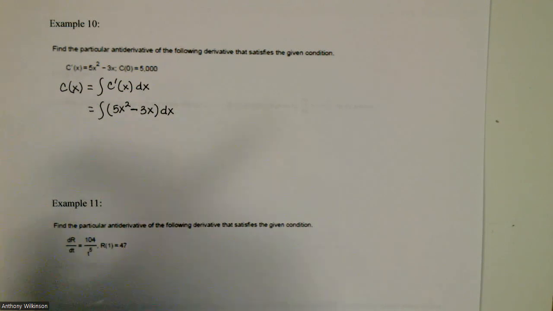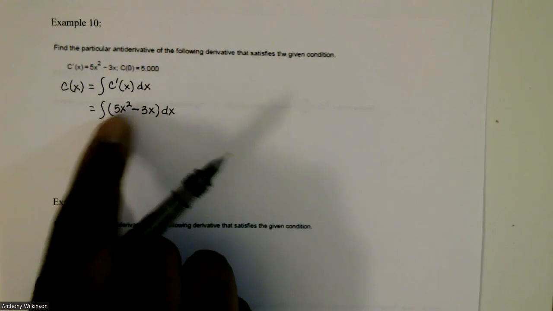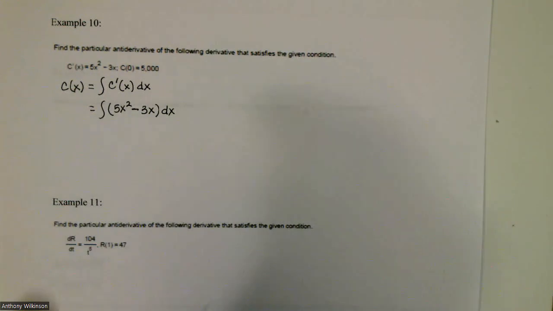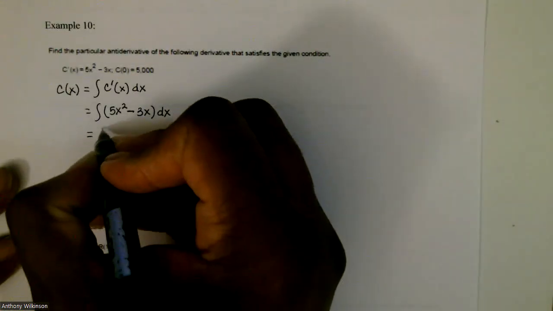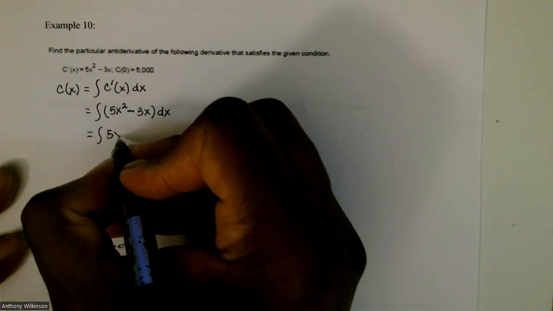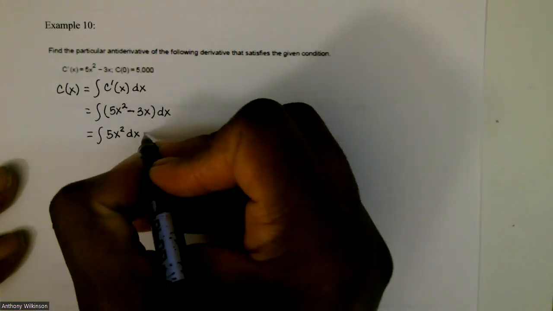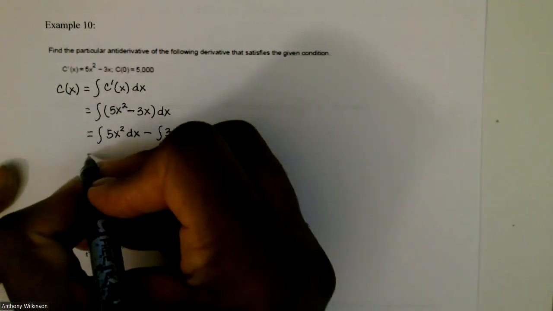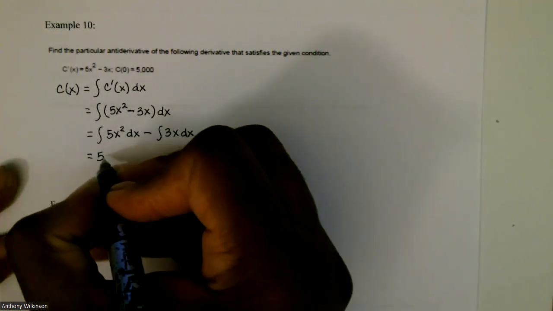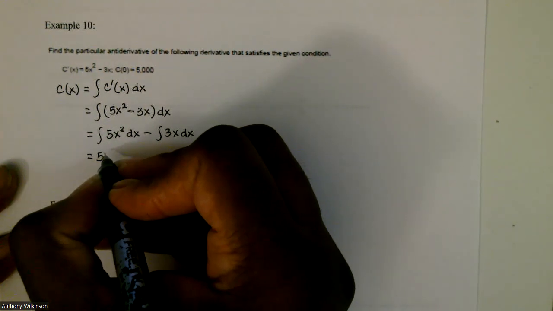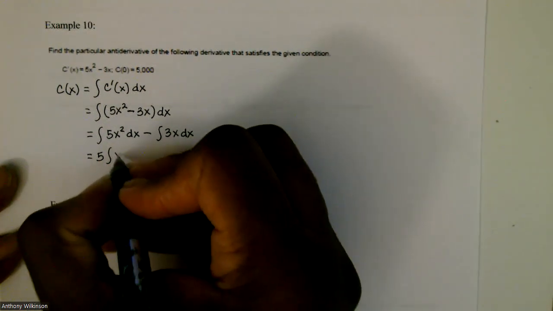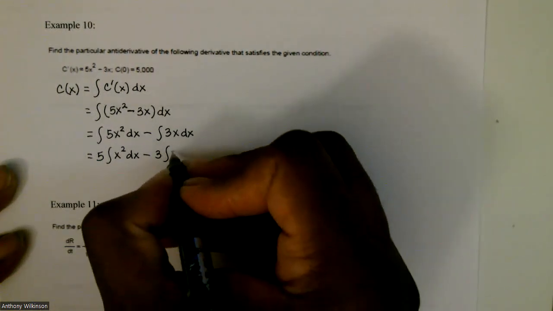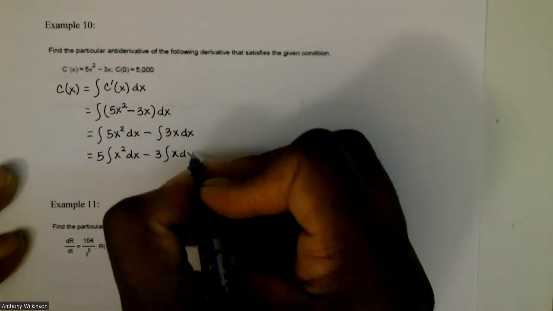Next, since I had the integral of the difference of the two, I can write this as the difference of the individual integrals. So it'd be the integral of 5x squared dx minus the integral of 3x dx. And of course, that 5 is a constant, I'll just bring down the 5 times the integral of x squared dx, minus, and that 3 is a constant, I can bring that out in front and just integrate x dx.